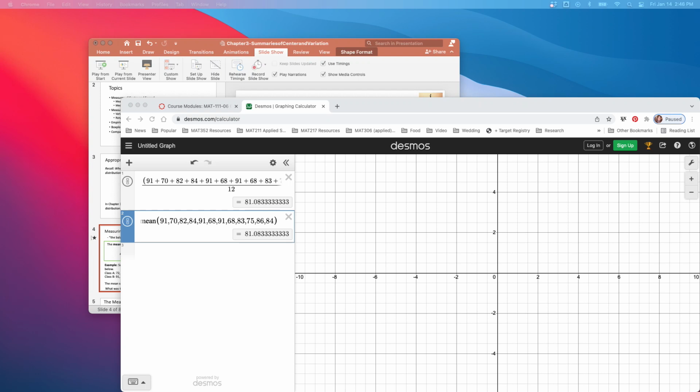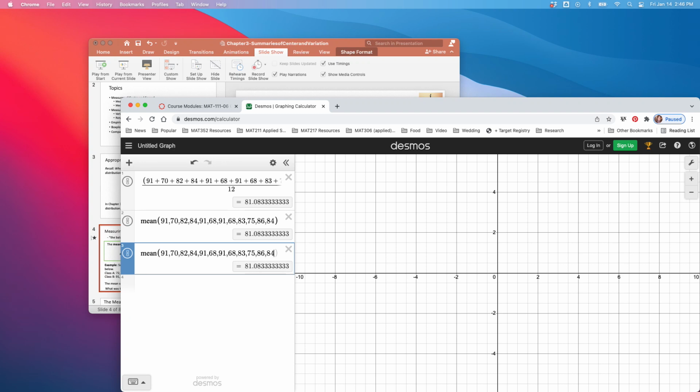Okay, so hopefully you pulled out your calculator and added up all of the numbers that were in Class B and divided by 12 here, since there were 12 students, to get a mean of 81.083. Now, if you're using the Desmos calculator, you can also calculate the mean by just typing in mean. In this case, I copied all of the numbers. I'm going to put them in as a list separated by commas, and that'll calculate the mean for you. The mean was 81.08.